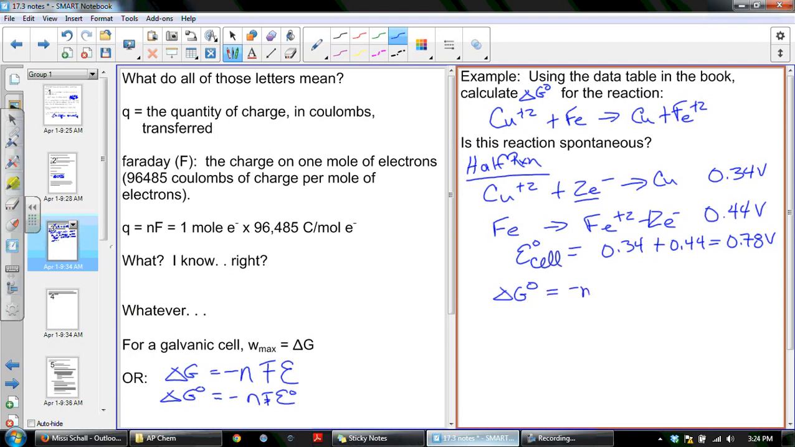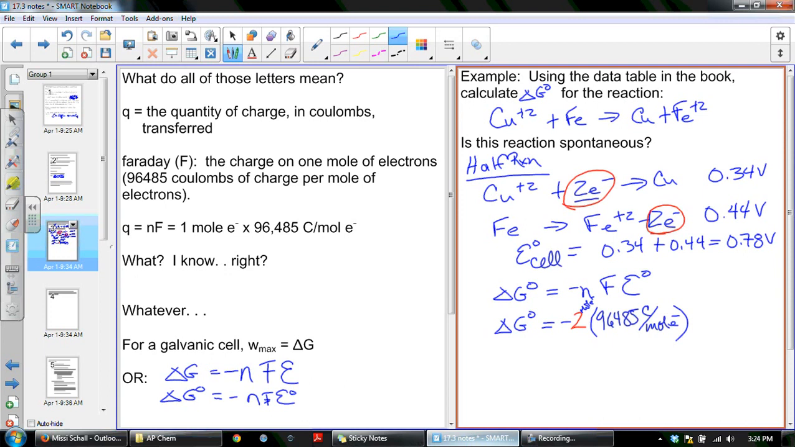So delta G equals negative n F E of the cell. Now the question becomes, what do we put in there for this n value? n is the number of moles of electrons that are being transferred. So we go back up to our equations. 2 electrons, 2 electrons. That means that there are 2 moles of electrons being transferred. So our n value is going to be 2. Faraday's constant is a constant, so it's 96,485 coulombs per mole of electrons. This is 2 moles of electrons, so you can see how that cancels out so that coulombs remains there.